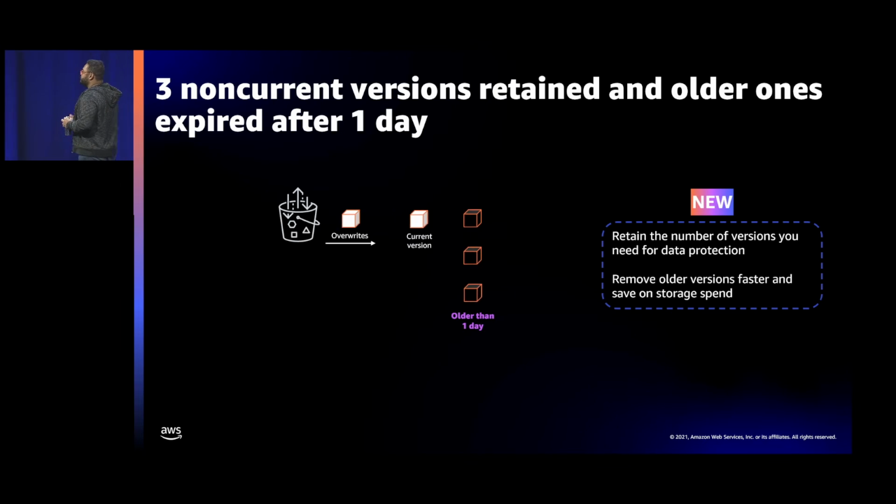What I would tell you to do is keep a few versions for your rollback. Keep 3 or 5 versions, depending on what your applications need. And then remove the older ones faster, after 1 day or 2 days of being non-current. As a result, you will see immediate cost savings to your storage bill, and then you can identify with Storage Lens to create more granular non-current version policies.